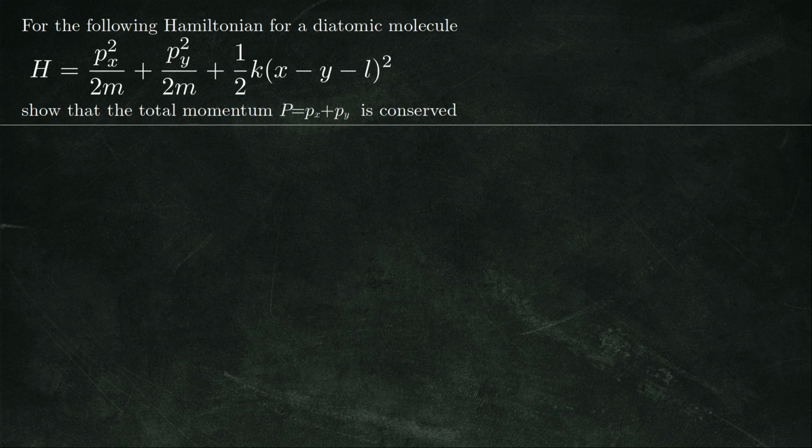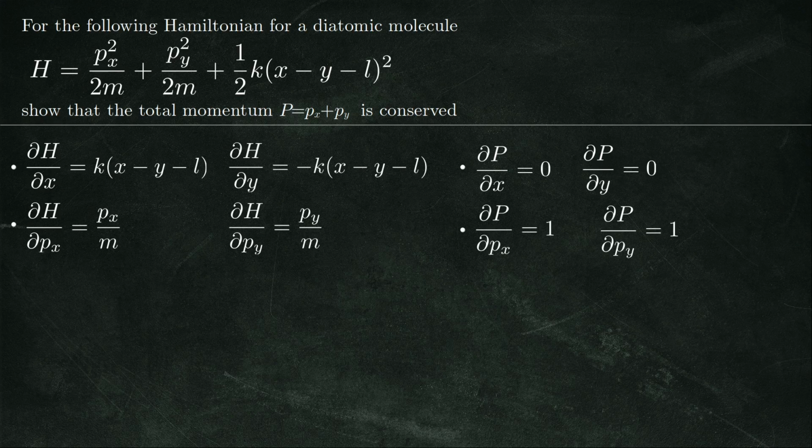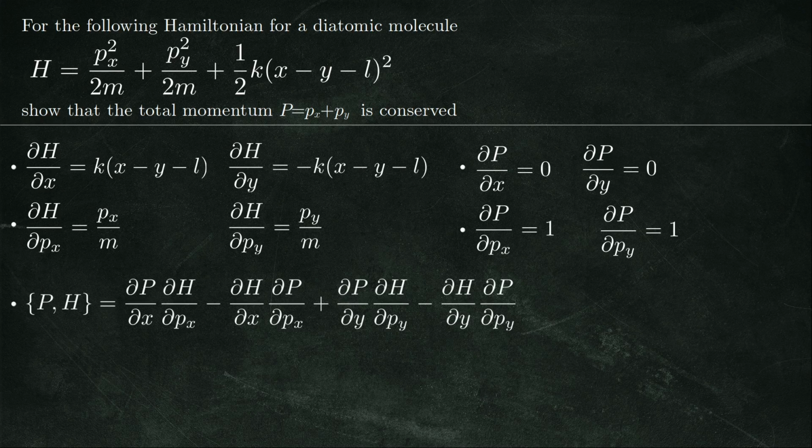The next example is for a diatomic molecule, and you need to show that the total momentum P is conserved. So have a go on your own and then come back to the video. So firstly, here are all the different partial derivatives. Then we have the definition of the Poisson bracket, and we substitute all of those in, and we see that everything cancels and we get 0. So it is a conserved quantity.